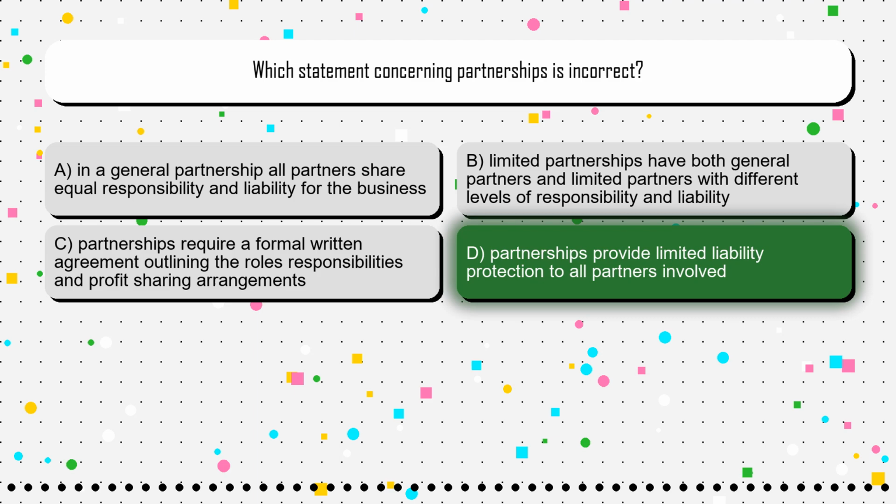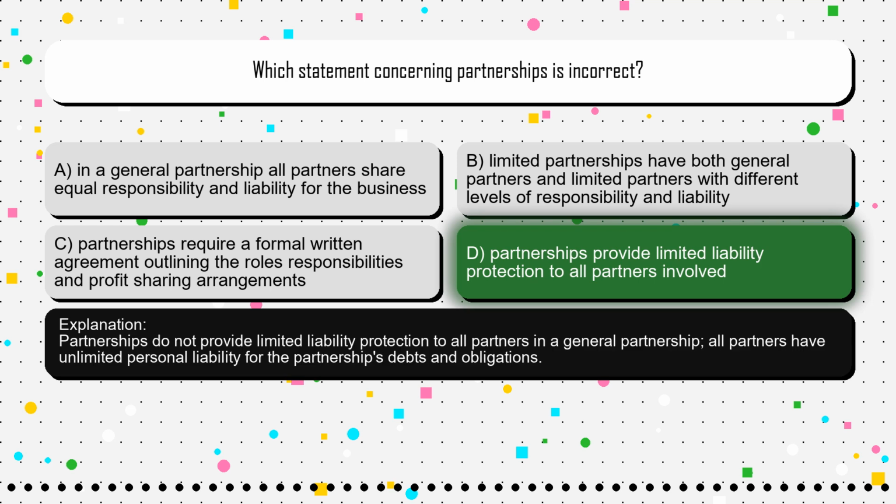The correct answer is option D. Partnerships provide limited liability protection to all partners involved. Partnerships do not provide limited liability protection to all partners in a general partnership. All partners have unlimited personal liability for the partnership's debts and obligations.